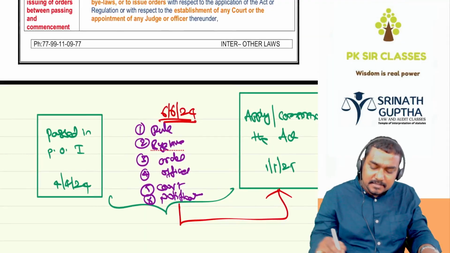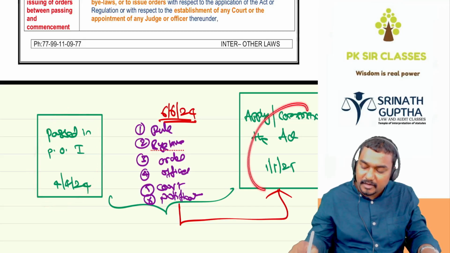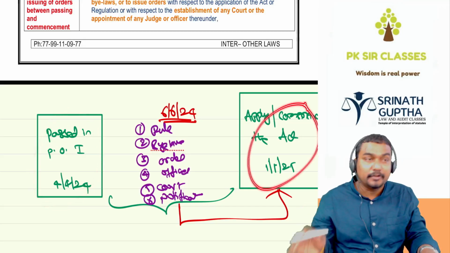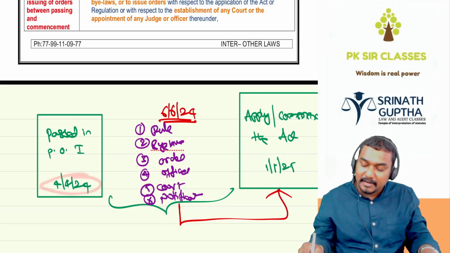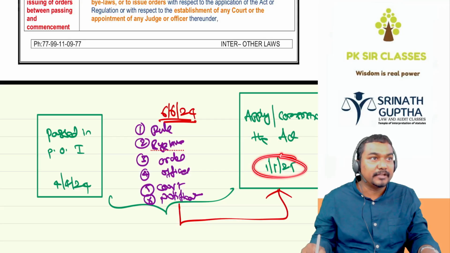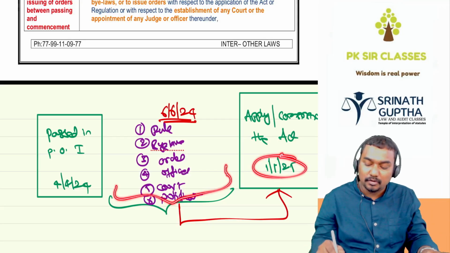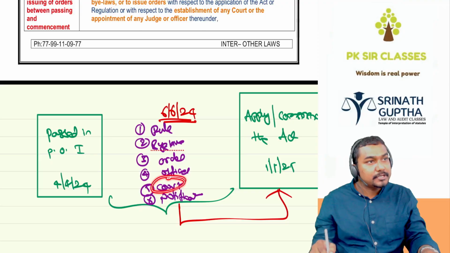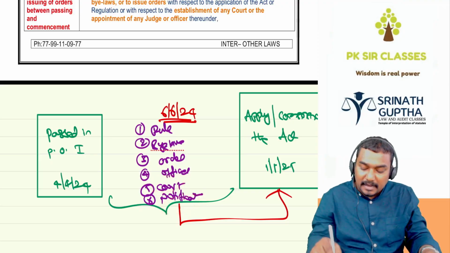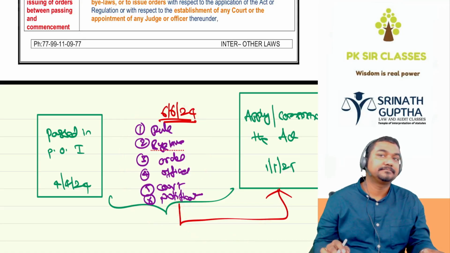So the act is passed on 4/4/24. We want to apply the act from 1/1/25. When the act is passed 4/4/24, when the act is applicable 1/1/25, in these 8 months, the government has the power to make the rules, bylaws, orders, appointing the officers, appointing the court, to issue the notification, etc. But all this will be applicable from the date of commencement of the act.